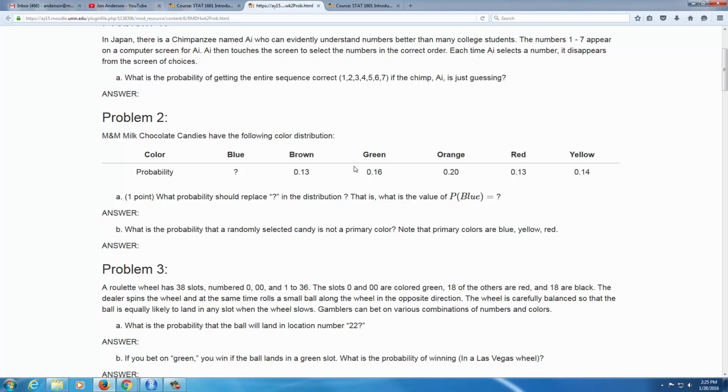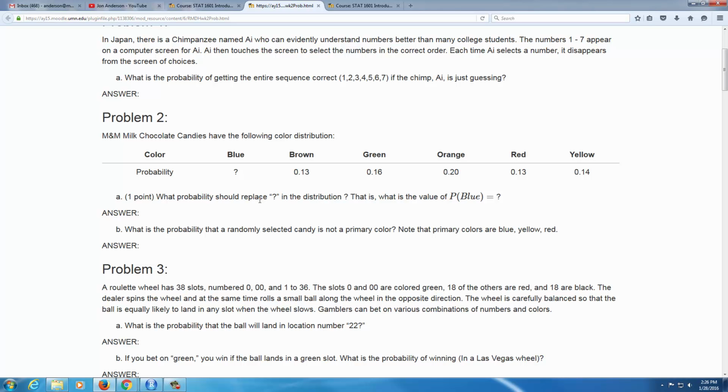In problem 2, we know a probability distribution for milk chocolate M&Ms, and we know the probabilities of all the colors except for blue, and we should be able to realize that probability distributions have outcomes that sum to a total probability of 1. So therefore you should be able to add up the probabilities for all the other colors and subtract that probability from 1, and that should give you the probability of blue.